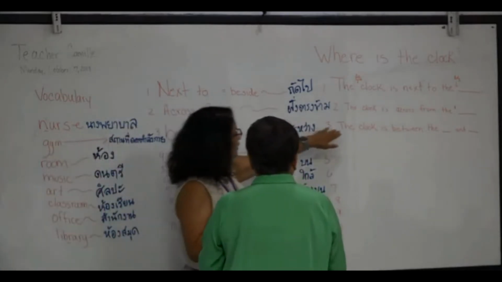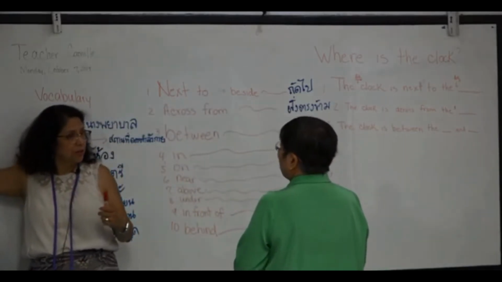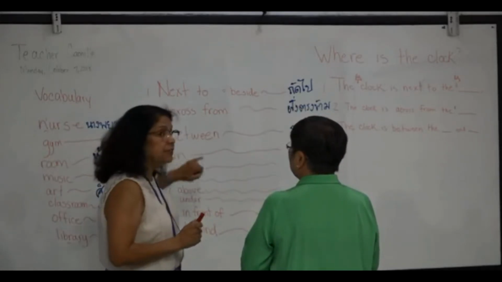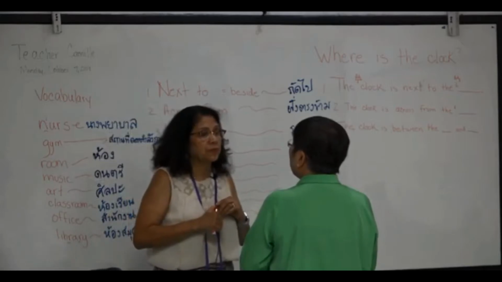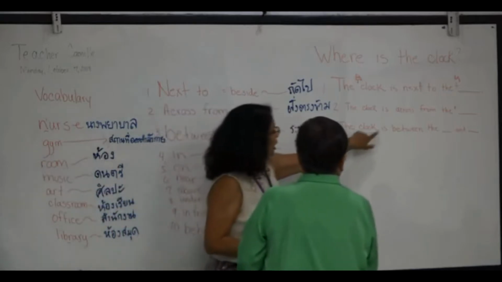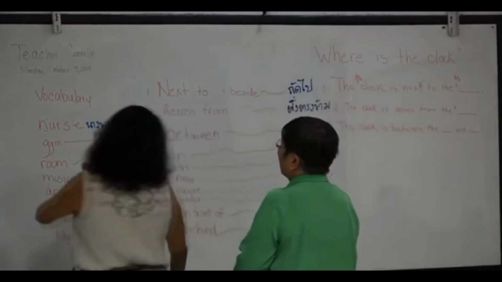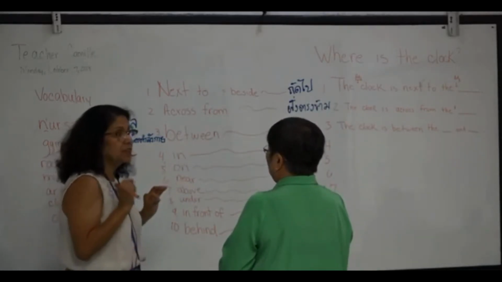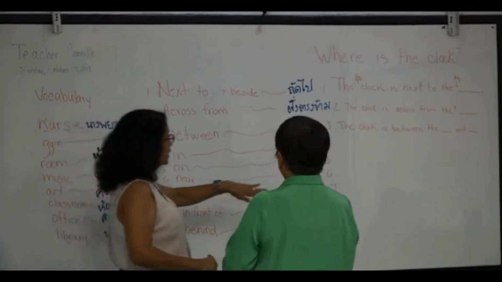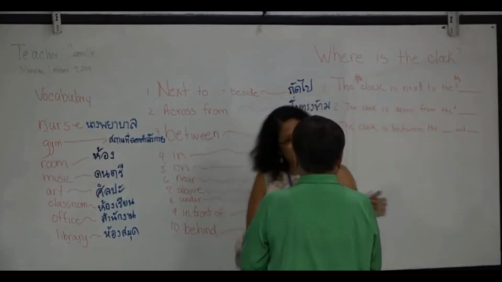And then how about the clock is between? This is hard because it's between this corner and that corner. That's hard. The clock is in? In the room. You would say the clock is in the classroom or room. The clock is on? It's on the wall. Clock is on the wall. So for us, we have to make sure we have the, is, the. Okay? So go ahead and write those down. Good job. Thank you.